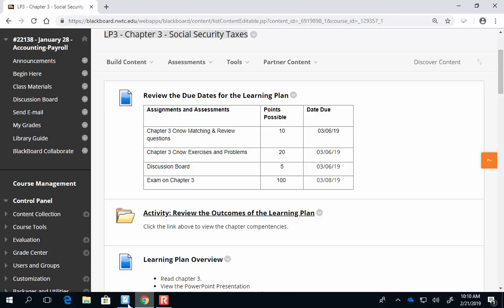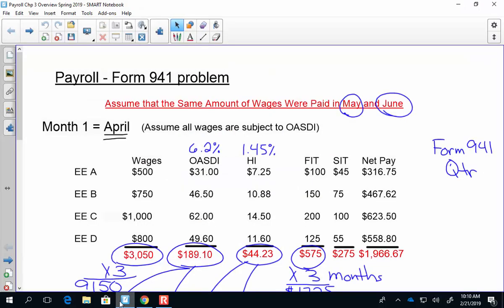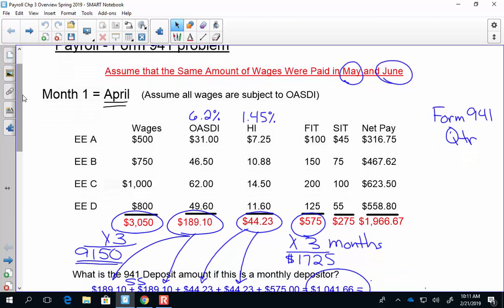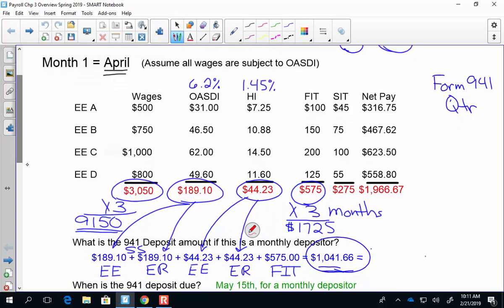So to review our computations for Chapter 3, I've used some other problems that I've created on my own. These are not really in the book, but I want to show you the layout, or how the book will ask you to complete these types of problems. So we have here 4 employees, A through D, with their wage amounts.